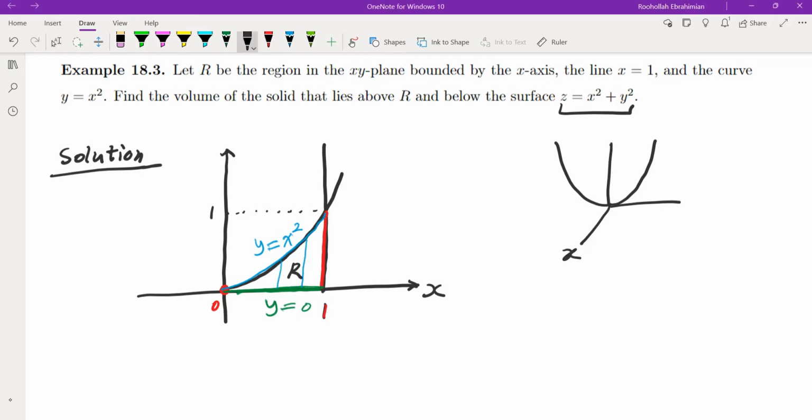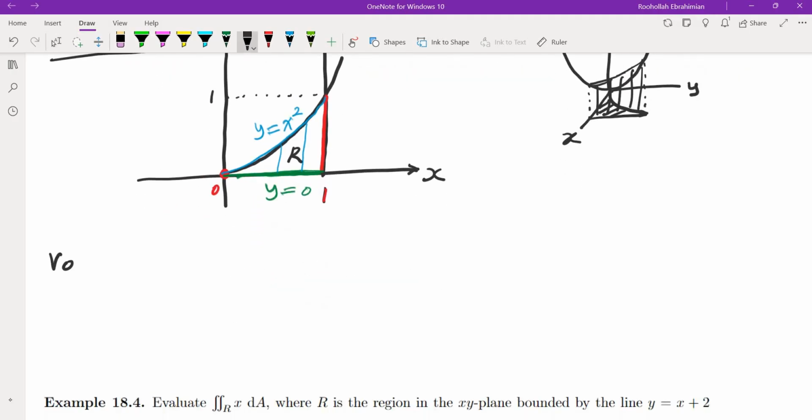If I call this one X and Y, this one is the base. This is our base, and it is bounded above by this curve that we have. So it's somewhere around here. And the question is to find the volume. First of all, the volume is going to be the double integral over the region of the height, which is x squared plus y squared dA.